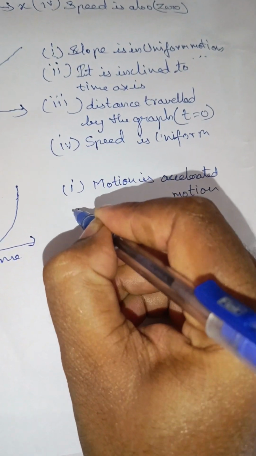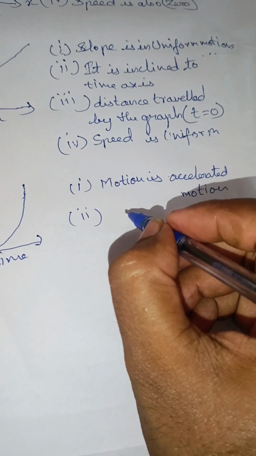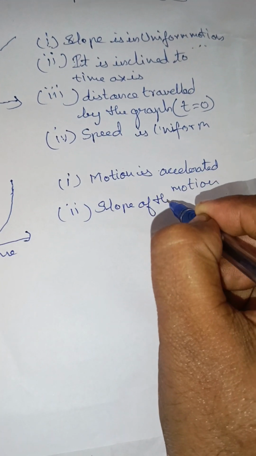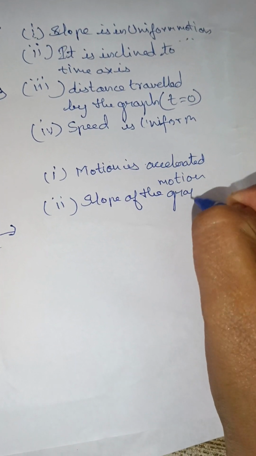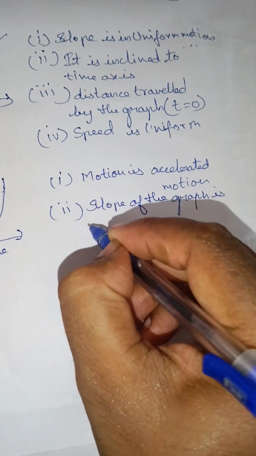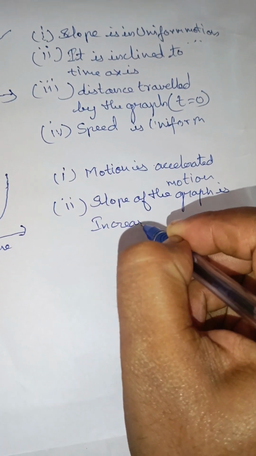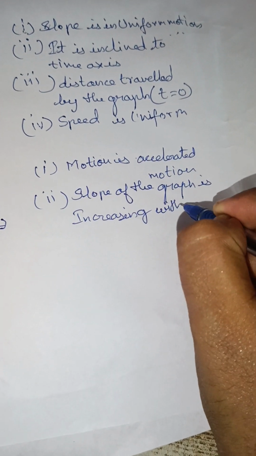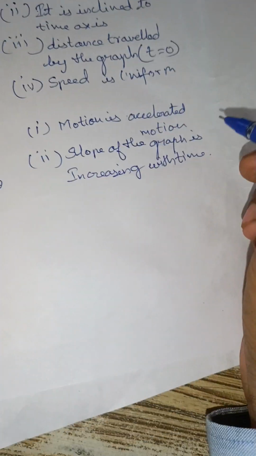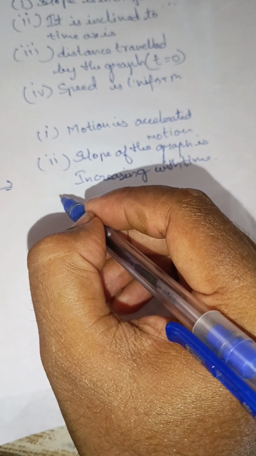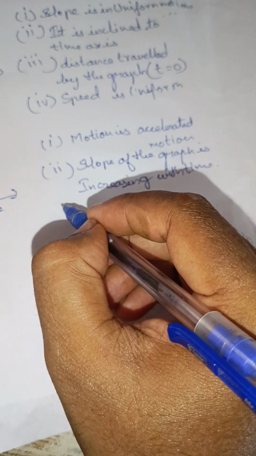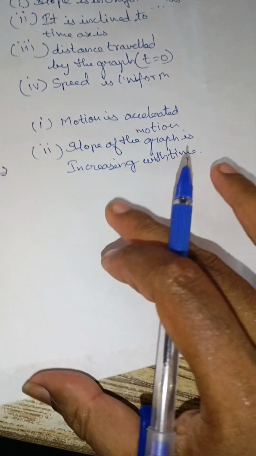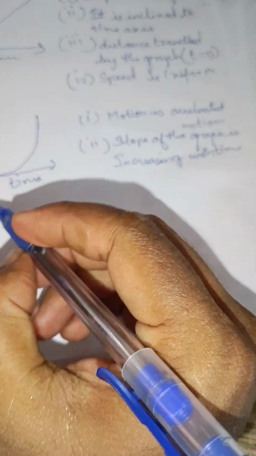The second point we can represent here is that the slope of the graph is increasing with time. So we can say that the motion is accelerated motion.